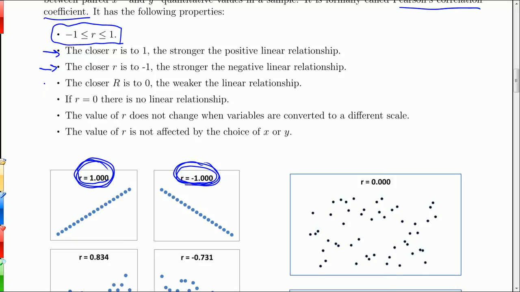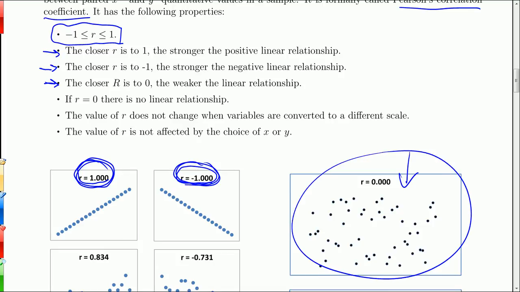And the closer R is to 0 here, the weaker the linear relationship. So here is a scatter plot which has a correlation coefficient of 0. And it's actually kind of hard to randomly generate data that gives you a 0 correlation. But that's what it looks like. It looks like sort of a shotgun blast right into the chart.